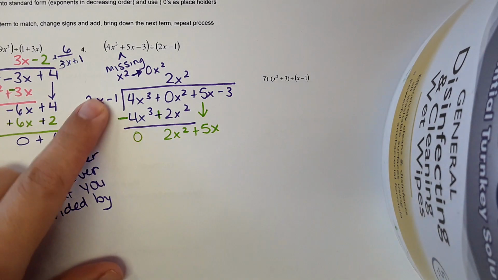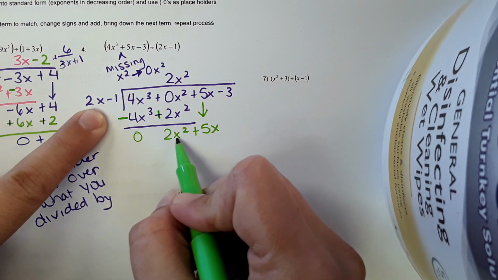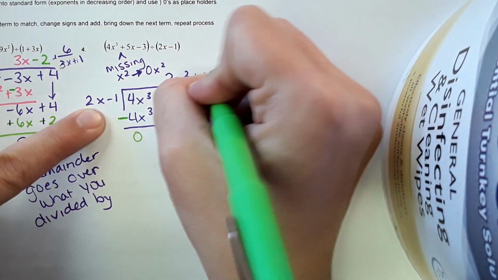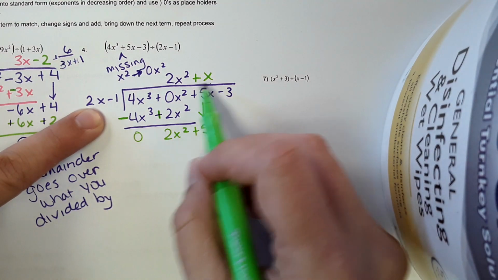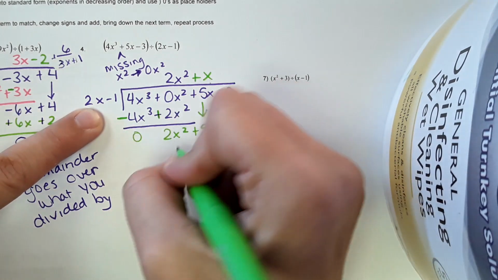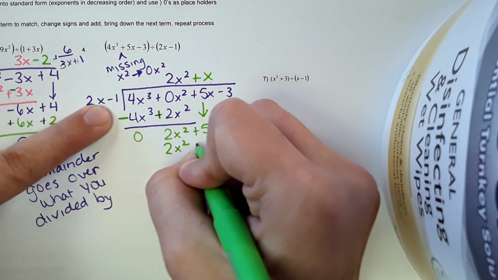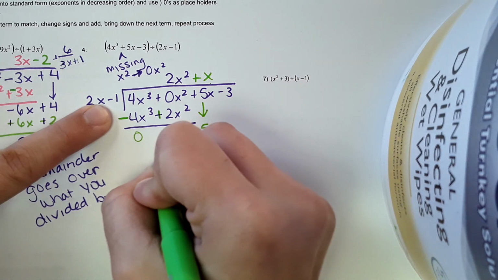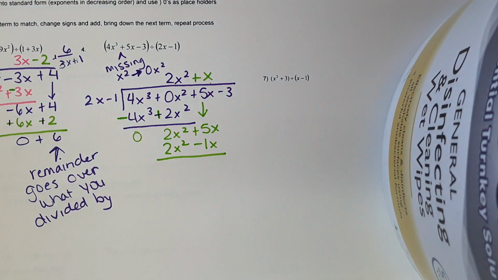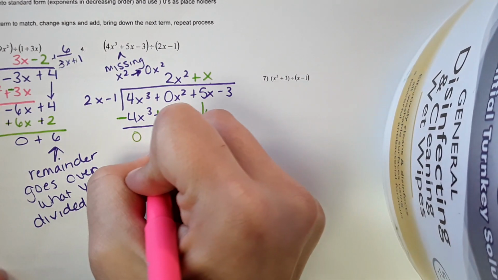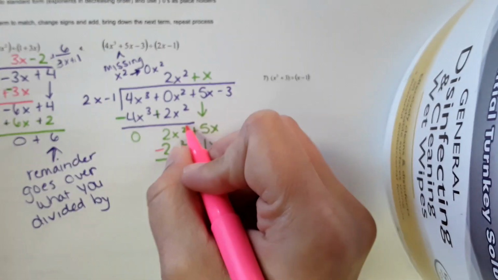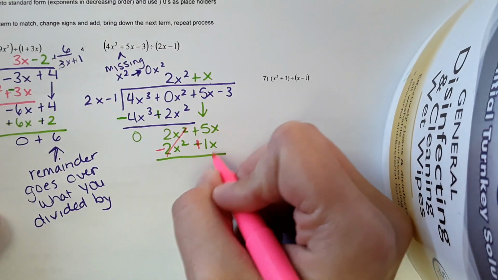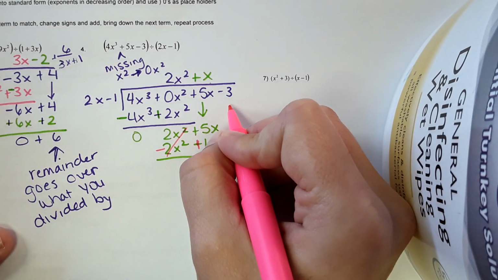Okay, I need something that I can multiply 2x by to get 2x squared. So that would just be x. So I'm going to add an x here. Then x times this expression, x times 2x is 2x squared, and x times negative 1 is negative 1x. I'm subtracting, so I turn everything to the opposite sign. This just cancels. And then 5x plus 1x is 6x. And bring down the last term.